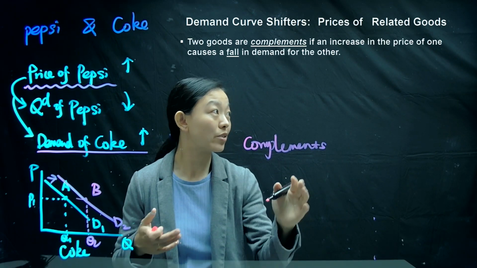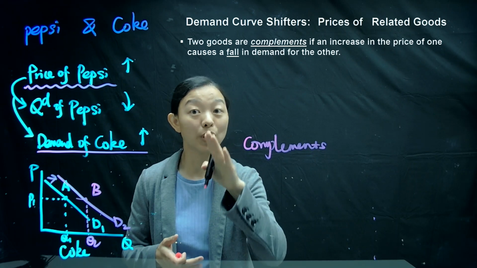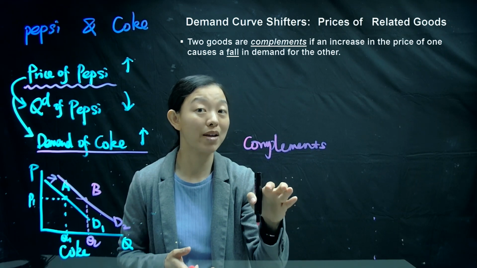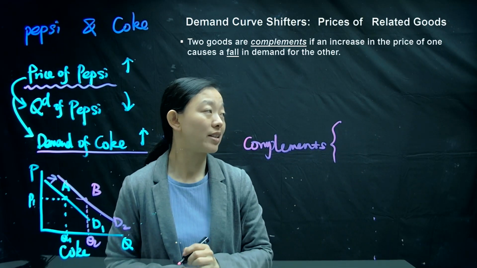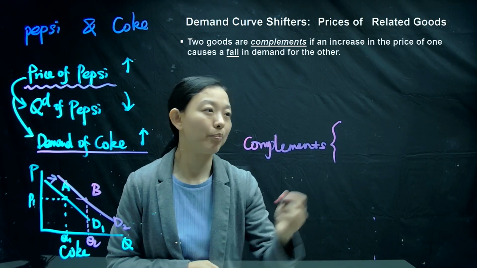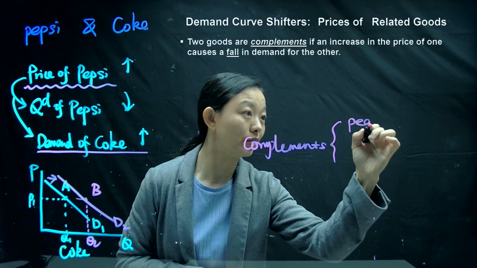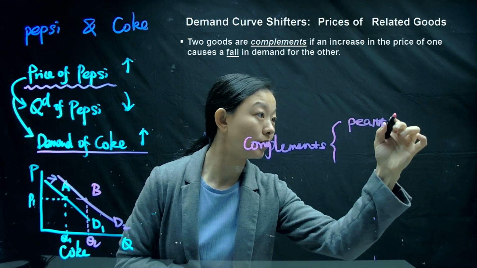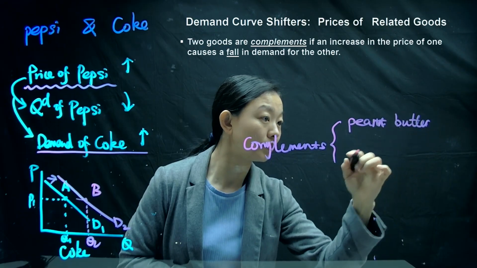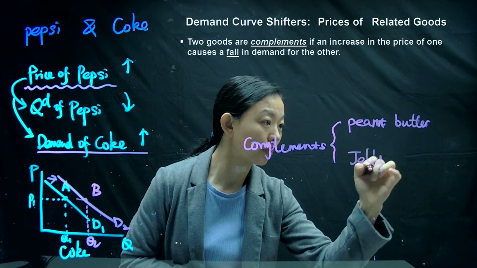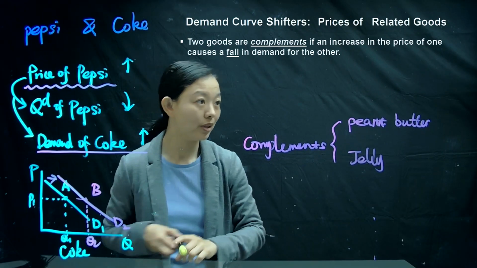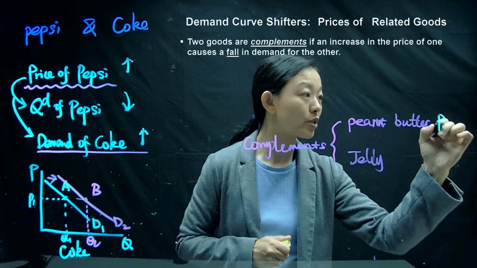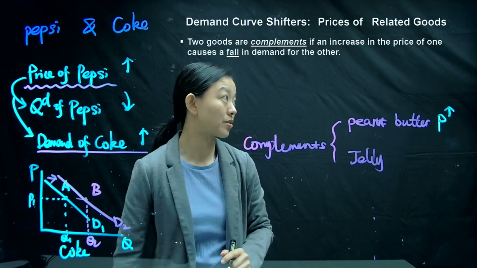For complements, an increase in the price of one good will cause a decrease in demand for another. I would like to talk about an example of peanut butter and jelly. These two things are always eaten together, right? So for example, if peanut butter's price increases, what will happen?